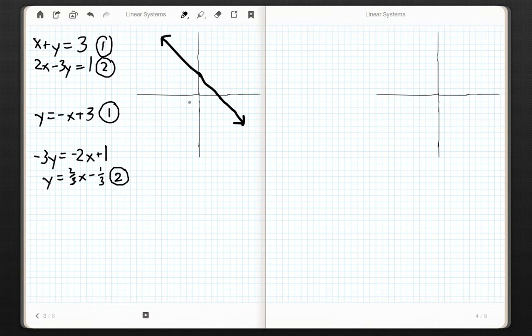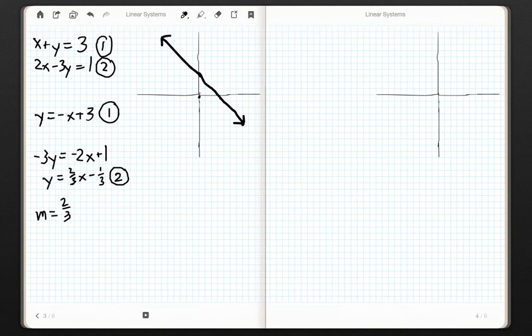And the second one. We have a y-intercept of negative 1/3, slope of 2/3. Alright, this is a little bit tricky. We have slope of 2/3. So if you look at the graph here, we're starting at negative 1/3.